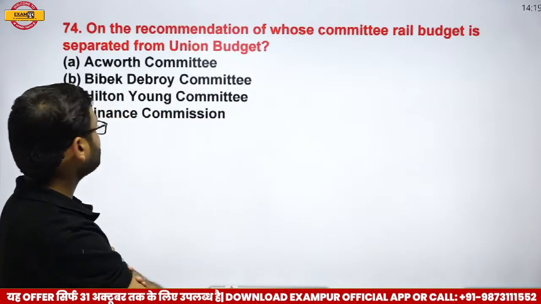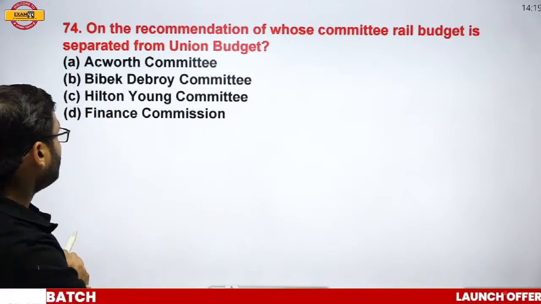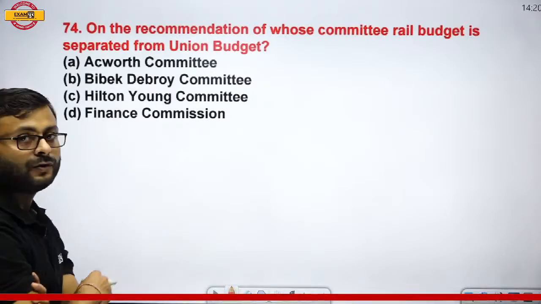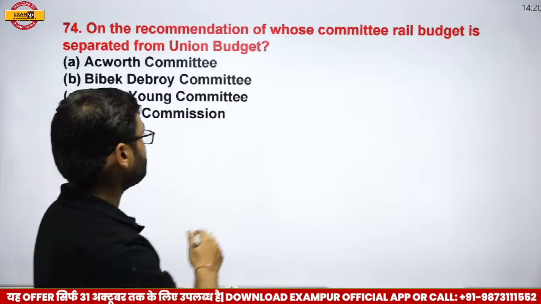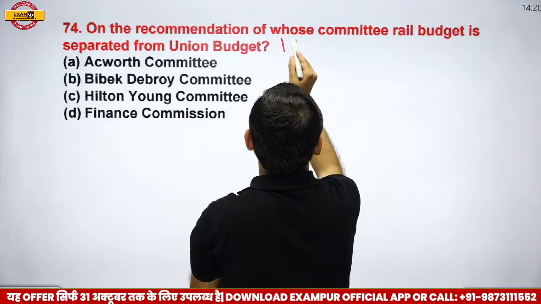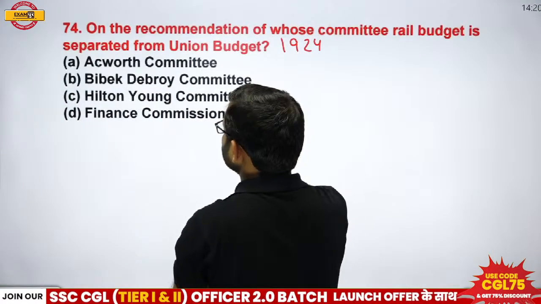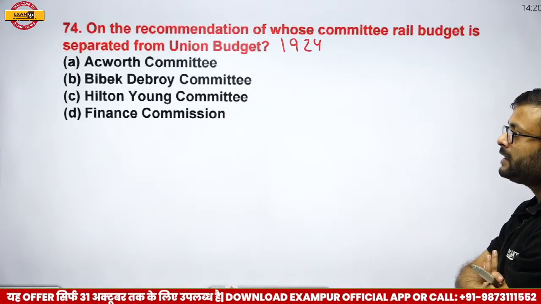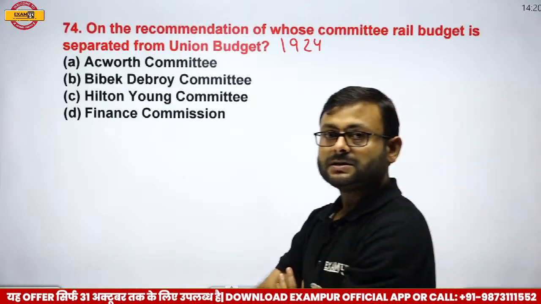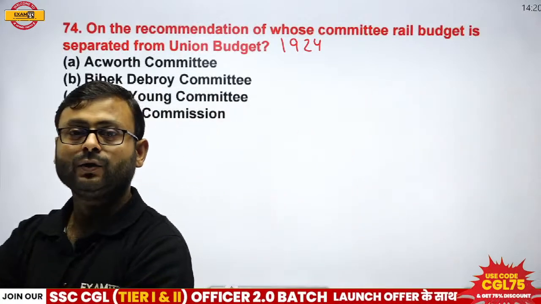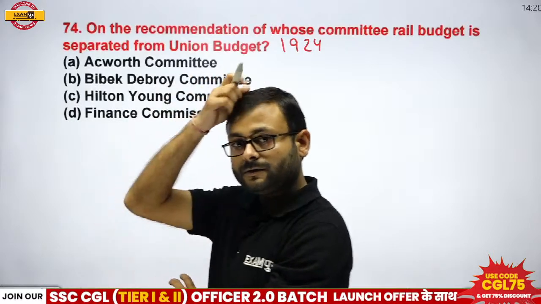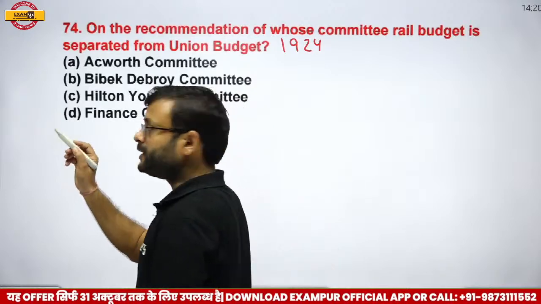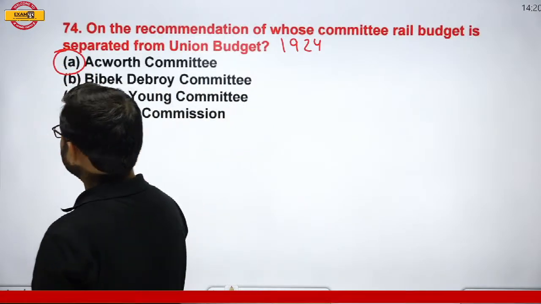Now come to question number 74. On the recommendation of whose committee was the rail budget separated from the union budget? A very important question, and it was separated in 1924. The options are Acworth Committee, Vivek Debroy Committee, Hilton Young Commission and Finance Commission. Let's discuss this question comprehensively so that no concept is left behind. The correct answer is Acworth Committee.